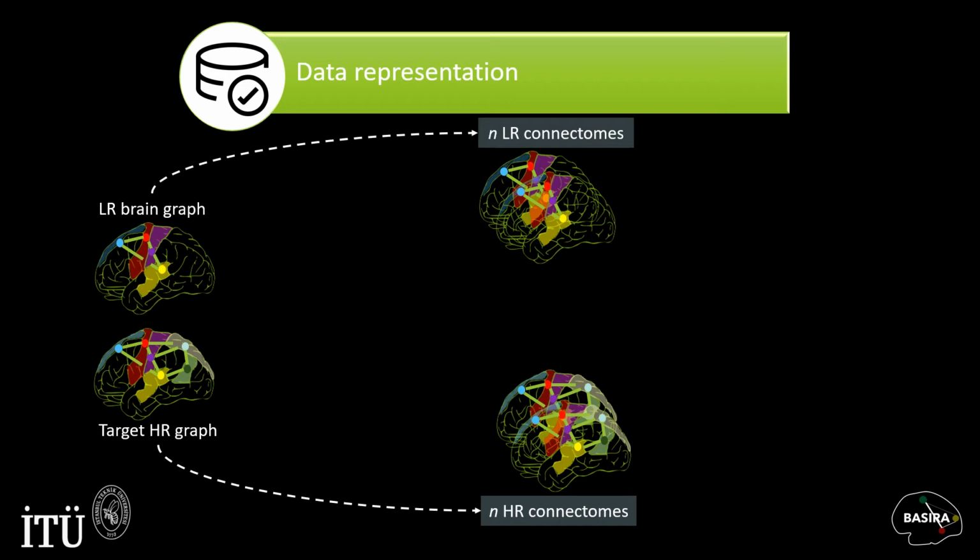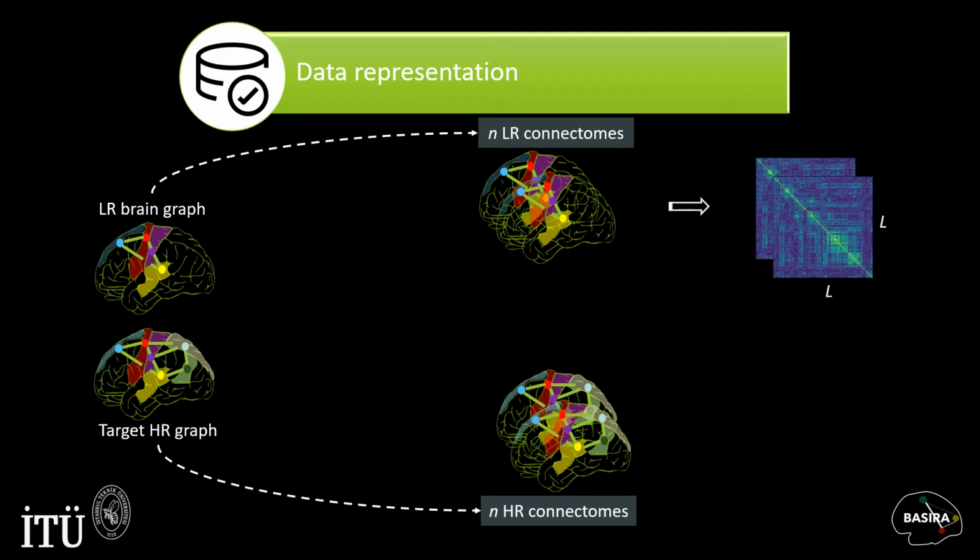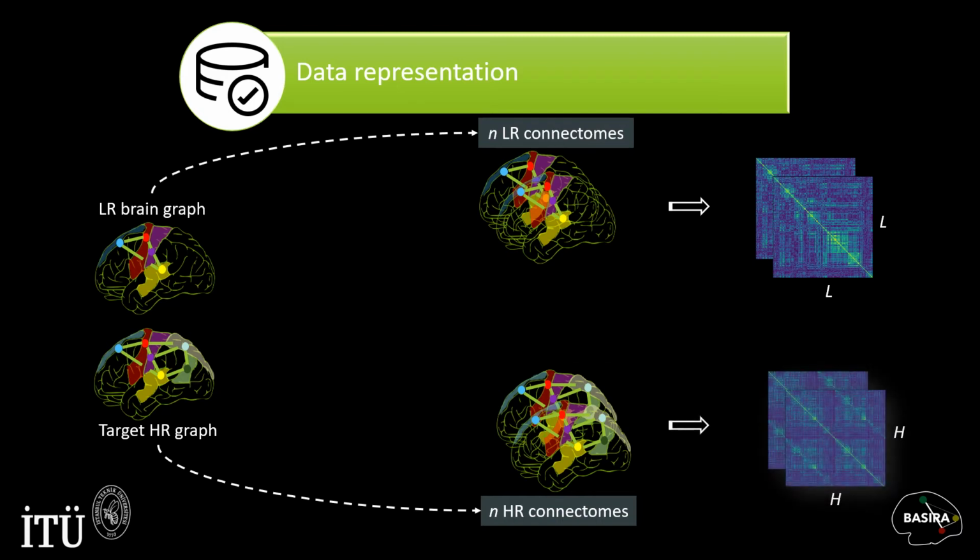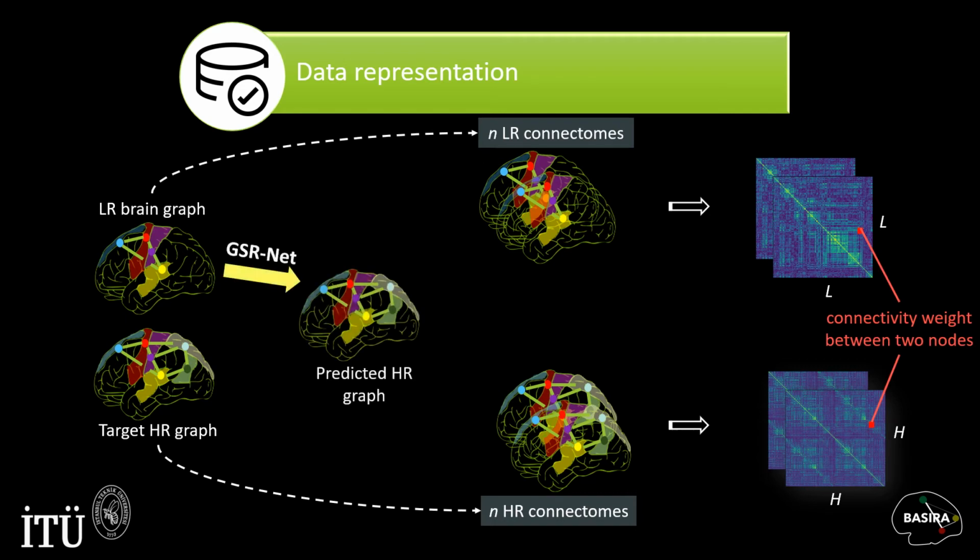Thus, for the low-resolution brain graph, the connectivity or adjacency matrix is an L by L matrix, where L is the number of nodes for the low-resolution connectome, and for the high-resolution brain graph, the connectivity matrix is an H by H matrix, where H is the number of nodes for the high-resolution connectome. The entries in both adjacency matrices represent the connectivity weight between two nodes. Our graph super-resolution network aims to predict a high-resolution graph as topologically similar to the target high-resolution graph as possible.